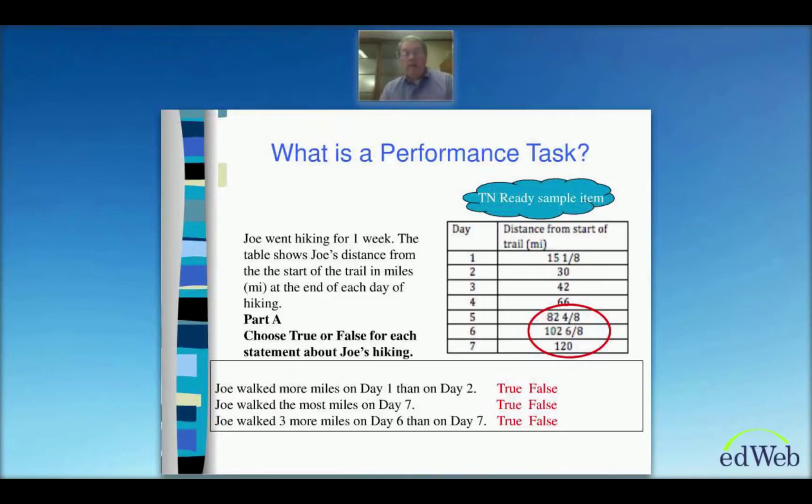Let's look down at the bottom here. Joe walked the most miles on day 7. Well, if you look at day 7, you can see that between day 6 and day 7, there must have been a little under 20 miles walked, whereas between day 5 and day 6, about 20 miles were walked. So that's, again, a question that you could answer either by estimation or by computation.